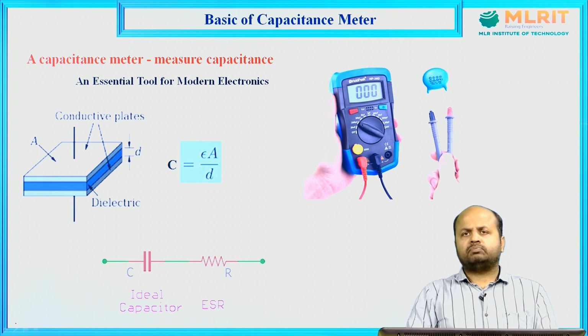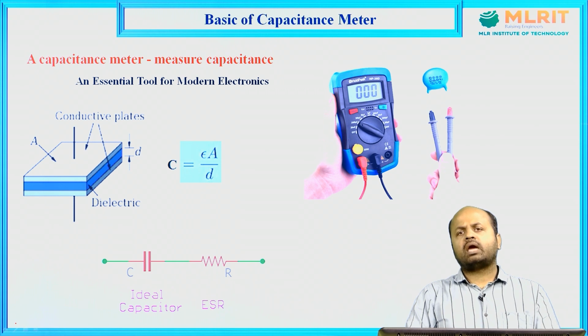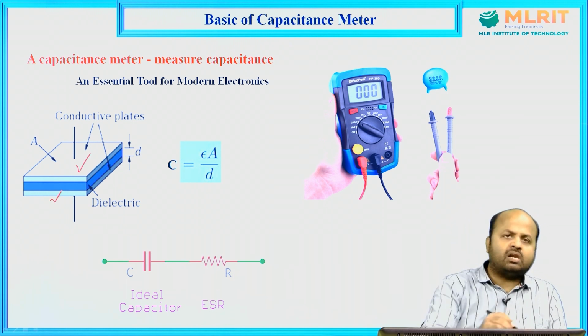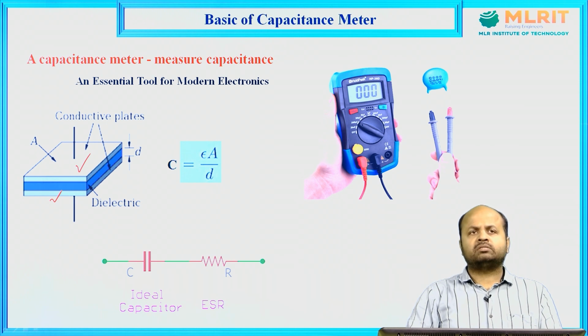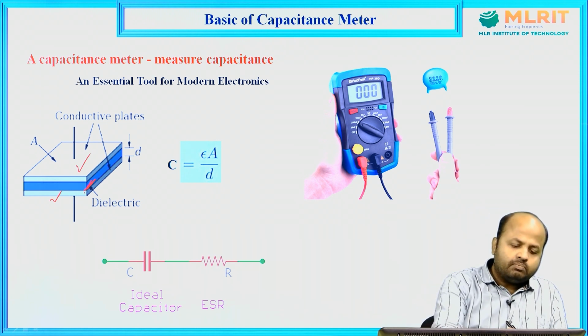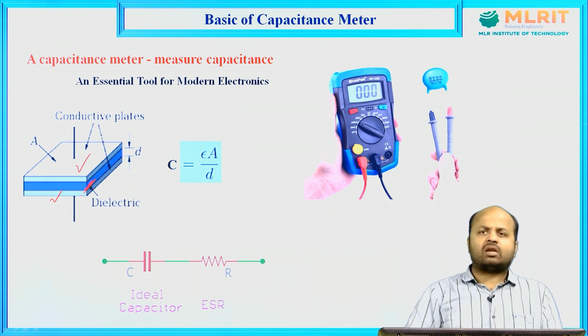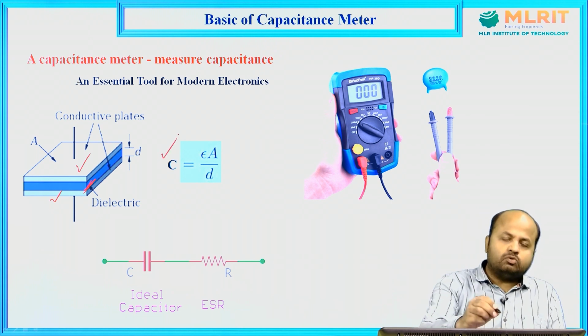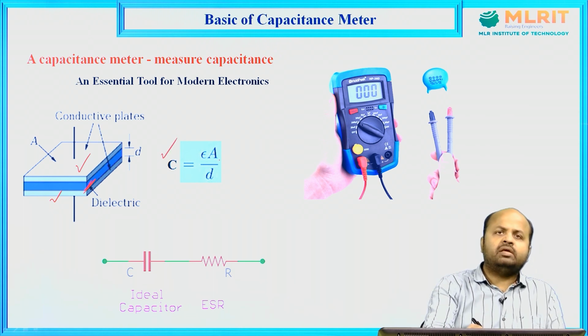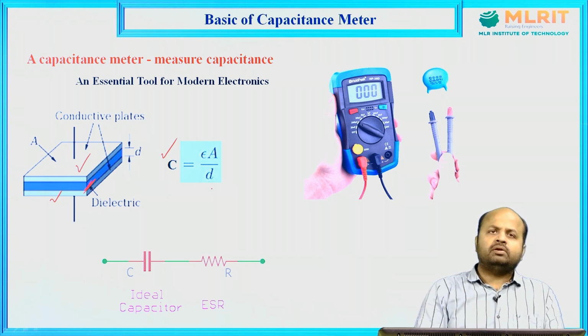Basics of the capacitance meter. As the name suggests, a capacitance meter will measure the capacitance value of a capacitor. Before going ahead, I will discuss what we mean by a capacitor. As we know, a capacitor consists of two parallel metal plates, and in between the two plates there is a dielectric medium. The capacitance value C is given as epsilon A divided by D.